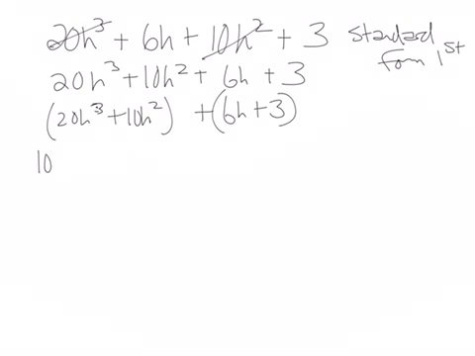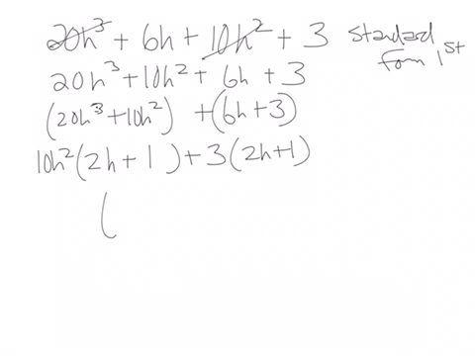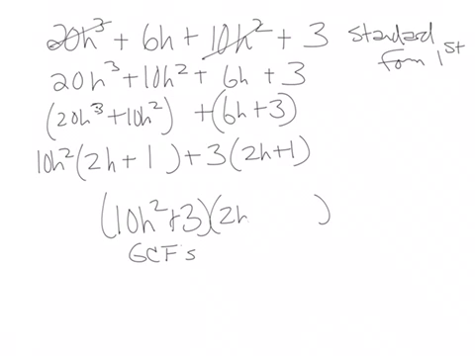Okay, greatest common factor would be 10h squared, so you'd get 2h plus 1. Greatest common factor here would be 3, so you'd get 2h plus 1. And then there we have it. My greatest common factors, that 10h squared plus 3, that's going to be one binomial. And then my common binomial, the one that was the same, is going to be the second part.